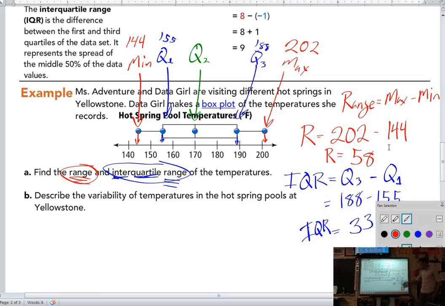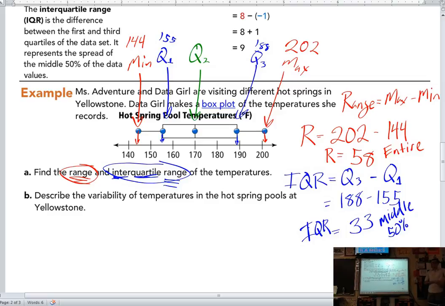If you'd like to understand this better and jot a little note, this is the entire range, and this is just the middle 50%. So the IQR will always be less than the range. If you somehow get your range is less than your IQR, you've done something wrong. Any questions on what we did here to calculate either of those?